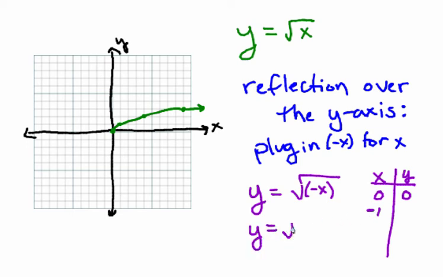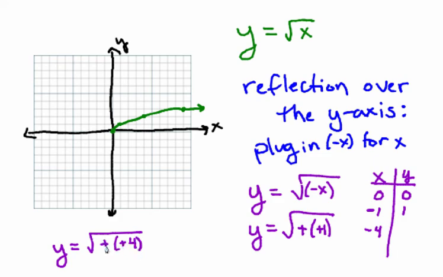So y equals the square root of negative x. Well, x is negative 1, so this turns out to be positive 1, and the square root of positive 1 is 1. Let's try the same thing with negative 4. Y equals the square root of negative x, so negative negative 4 turns out to be positive 4, and we get 2. The same thing will happen with negative 9. The negatives will cancel. Negative of negative 9 is positive 9, so the square root of positive 9 is positive 3.